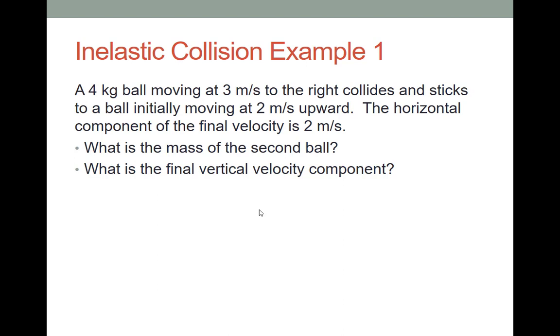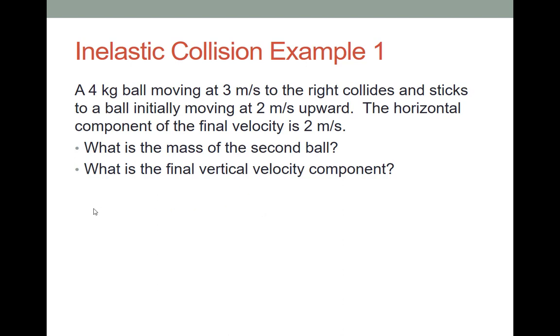Let's consider the first of 3 examples that we're going to work. Here we have a 4 kilogram ball moving at 3 meters per second to the right, and it collides and sticks to a ball that was initially moving at 2 meters per second upward. We're told the horizontal component of the final velocity. We want to know what the mass of the second ball is and what the vertical component of the final velocity is.